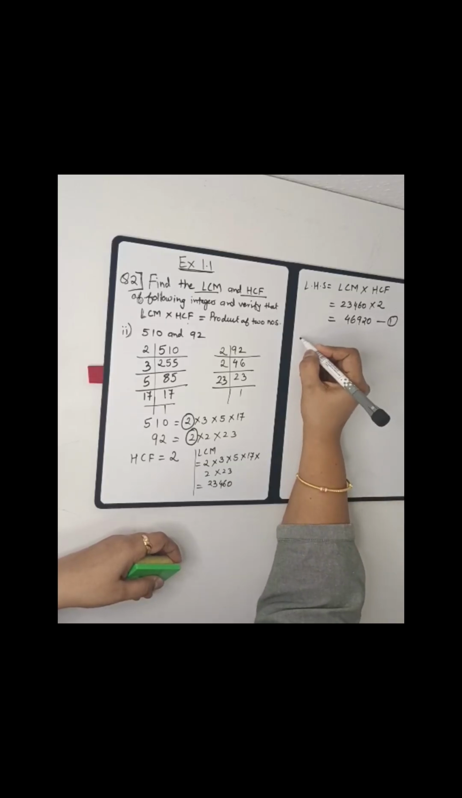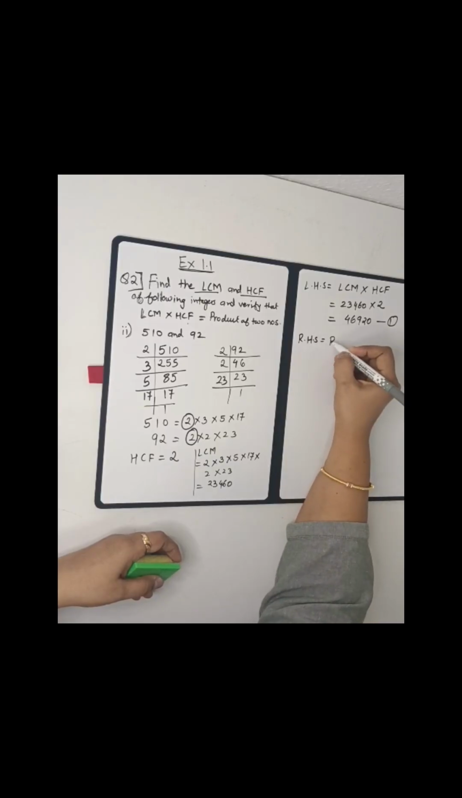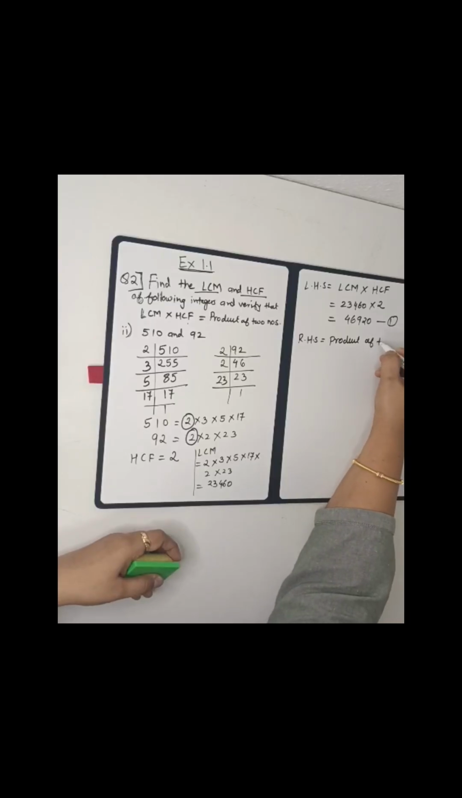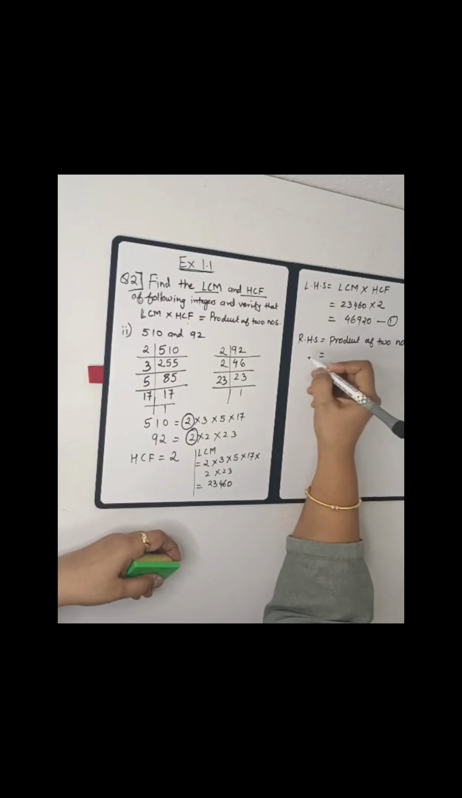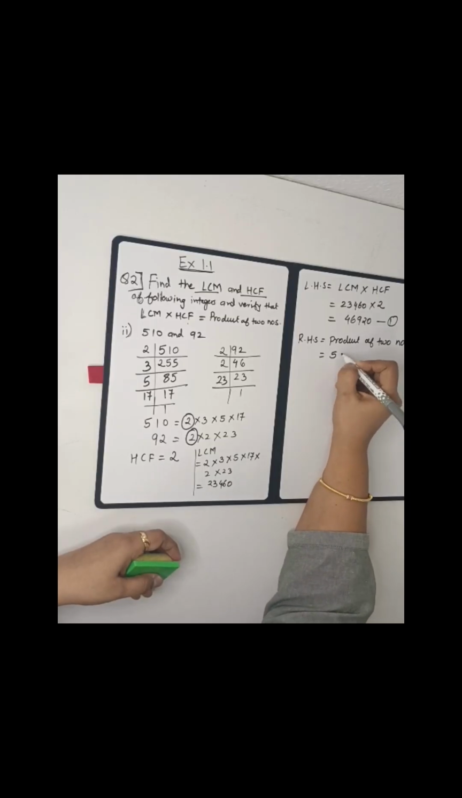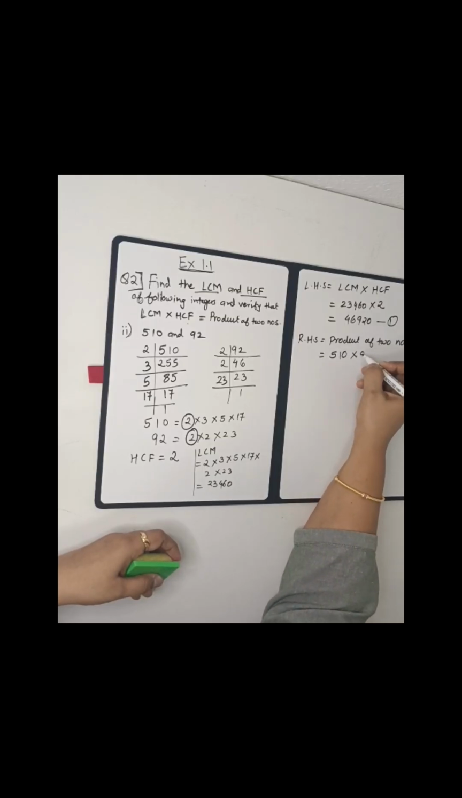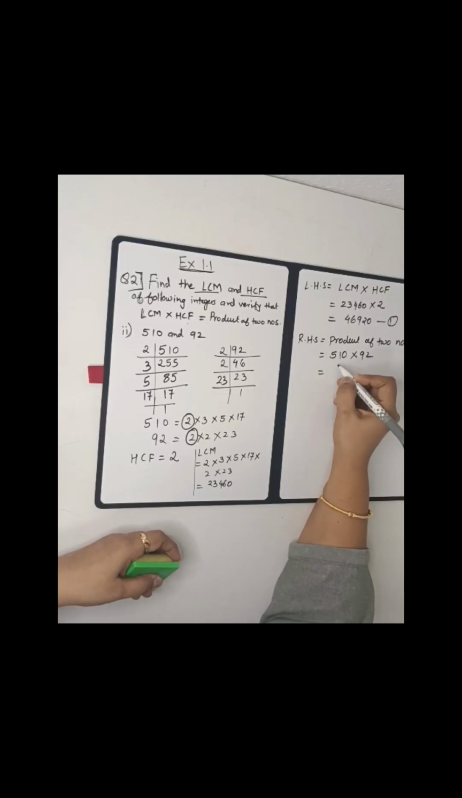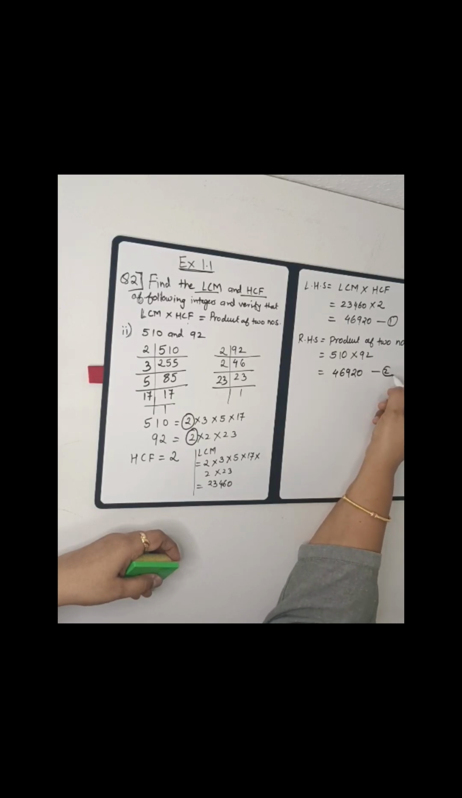That is LHS. Now let us go for RHS. RHS is the product of two numbers. So the two numbers which are given in the question are 510 into 92. If you multiply these two numbers, you will get 46,920. That is equation number 2.